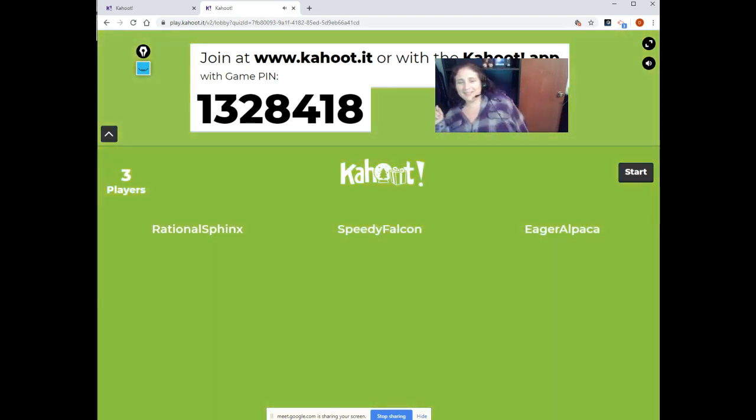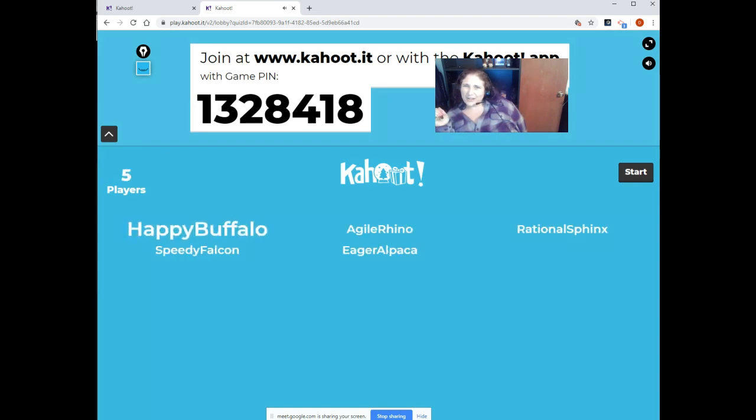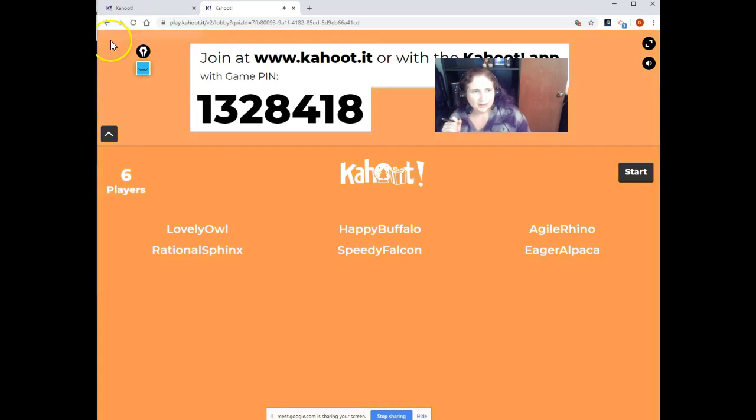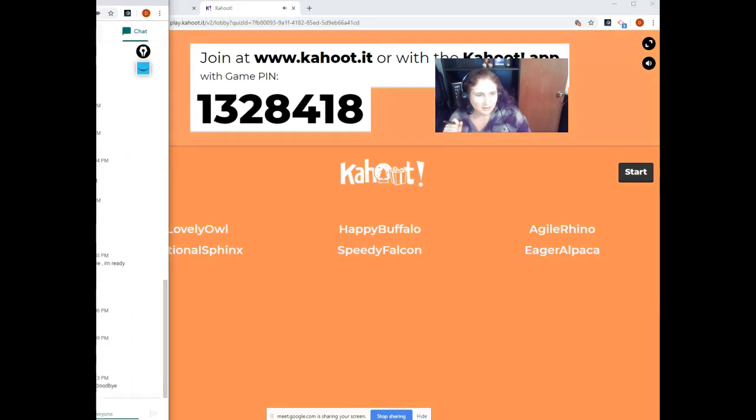Eager alpaca. That's funny. I just recently, actually, I think yesterday, I watched Evan Almighty. I don't know if you guys have seen that before, but it's like a congresswoman played by Steve Carell who ends up becoming Noah. And they have an alpaca in it. It's kind of funny. All right. We'll just wait. I think one person might have left. All right. She did.